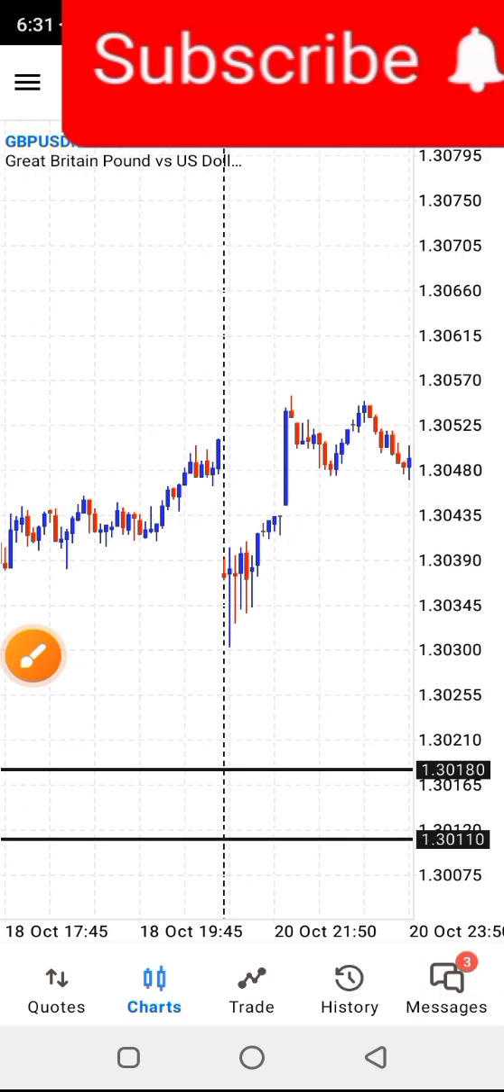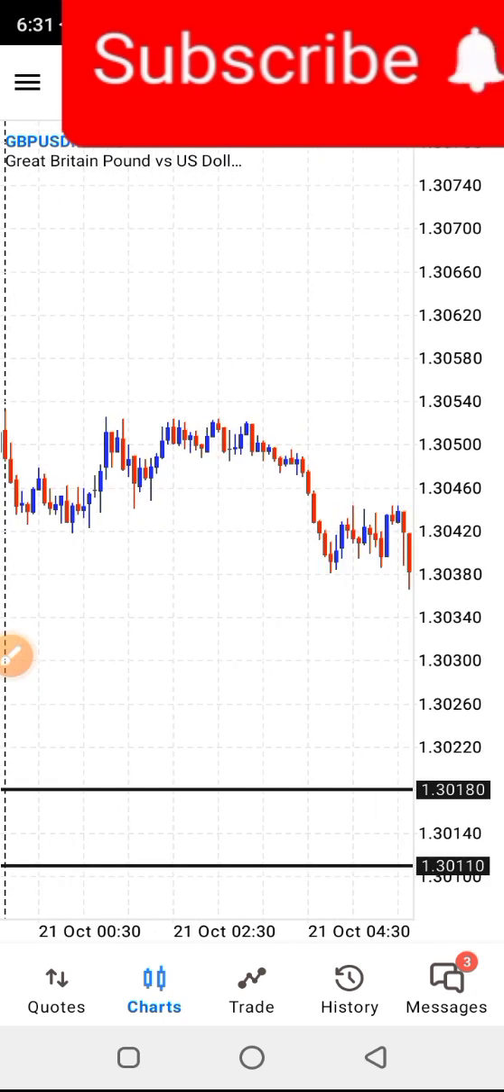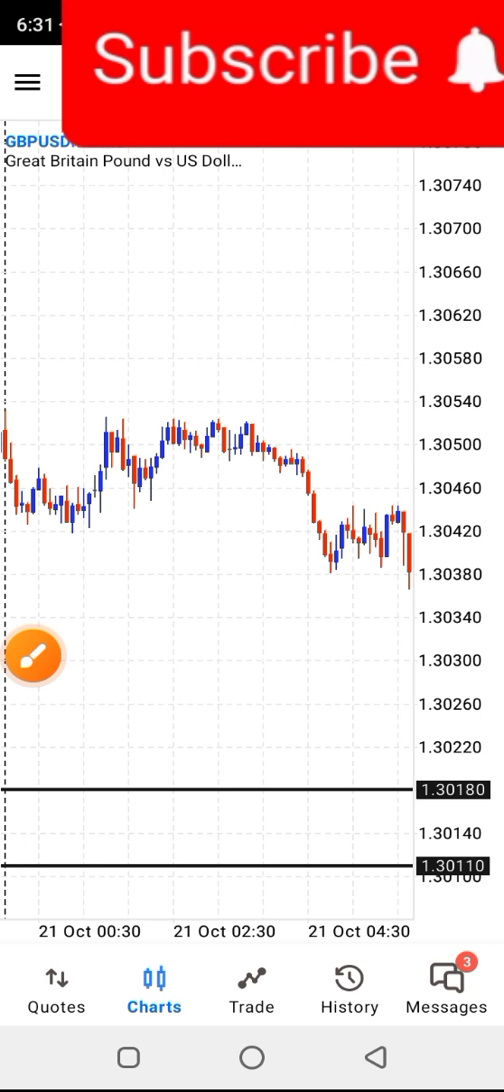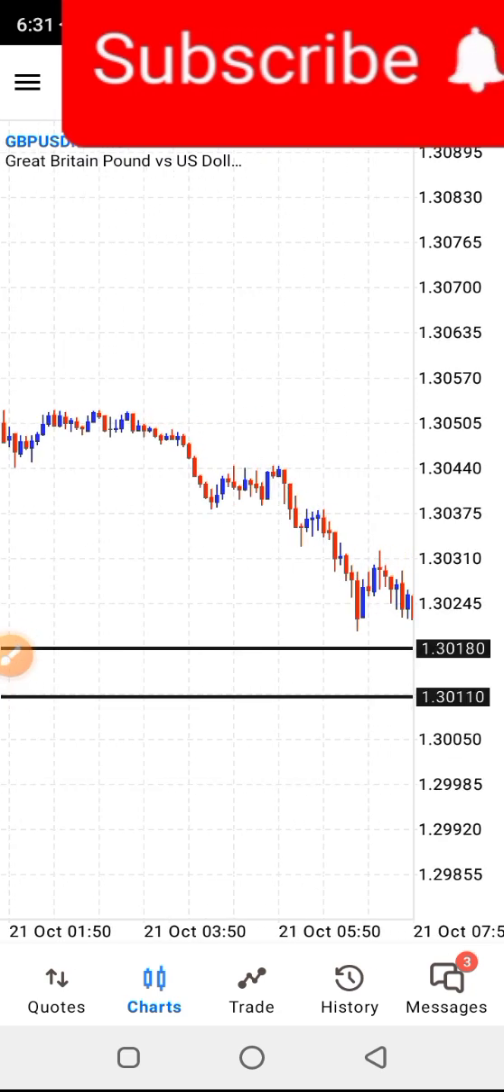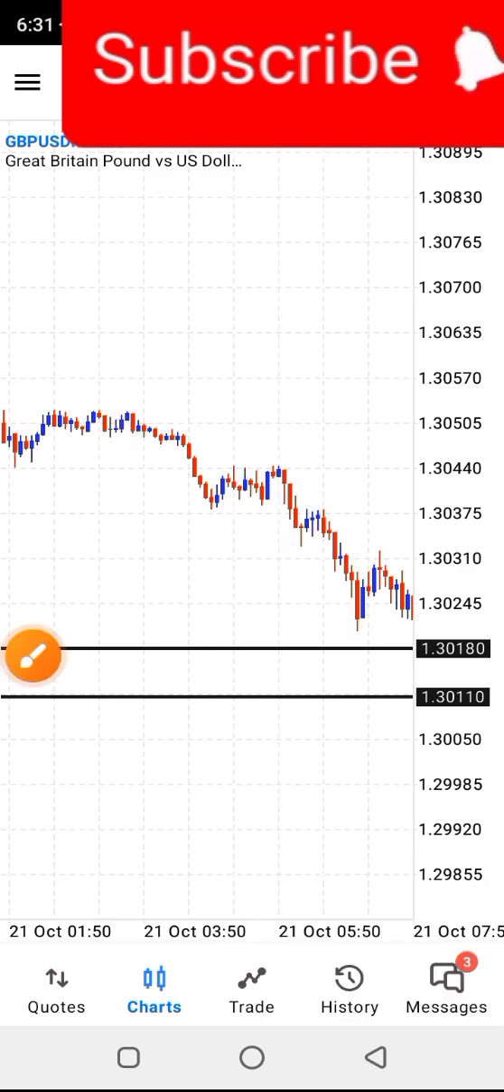So this is the 21st day of October. Let me show you the dates. You can see down here what you have here is 21st, right? So that's Monday. You can go to your chart and check this out. This is GBP USD on the 5 minutes time frame. So what do you see happening here? Price is giving you lower highs and lower lows, and price is moving in the downward direction.